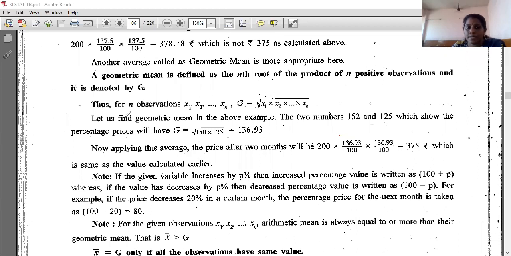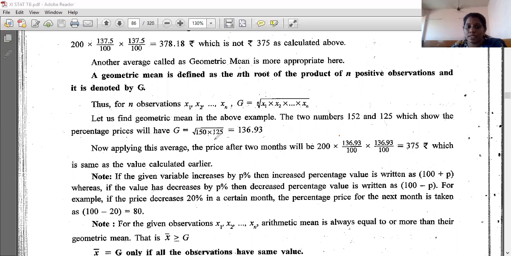Now here let us find the geometric mean in the above example. The two numbers 150 and 125, which show the percentage price, will have G equal to under root 150 into 125, that is equal to 136.93. That means under root of 150 and 125 multiplied, then press the root key, and the answer that comes is 136.93.